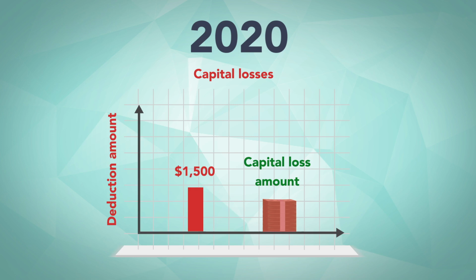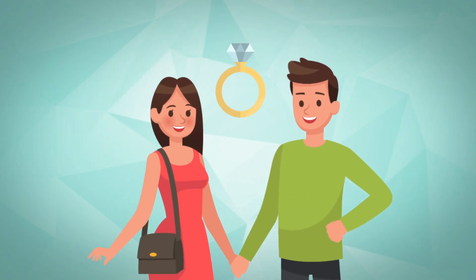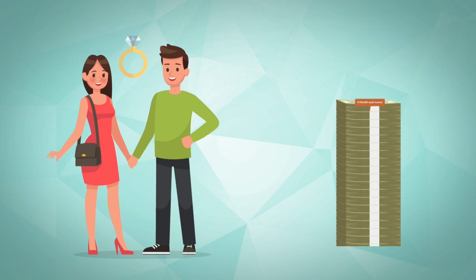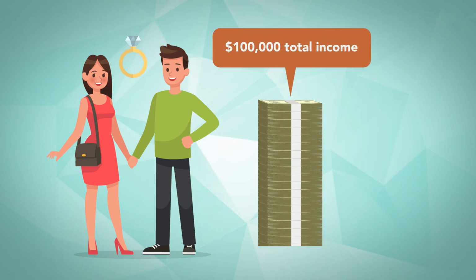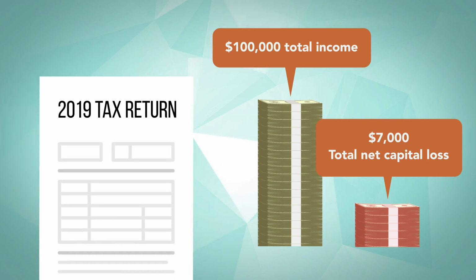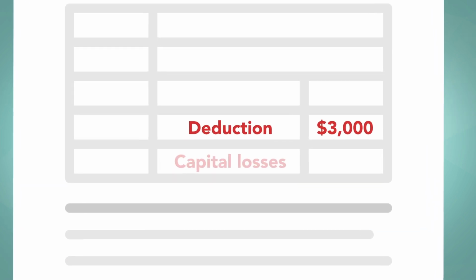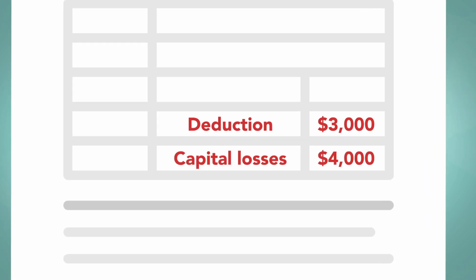For example, assume John and Susan are married. They have a total income of $100,000, and they have a total net capital loss of $7,000. On their 2019 tax return, John and Susan can take a deduction of $3,000. They have remaining $4,000 in capital losses that can be carried over to the next tax year.